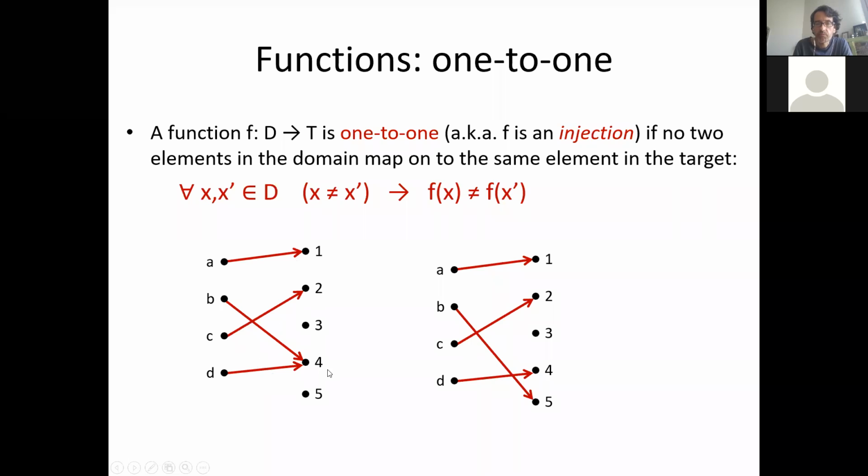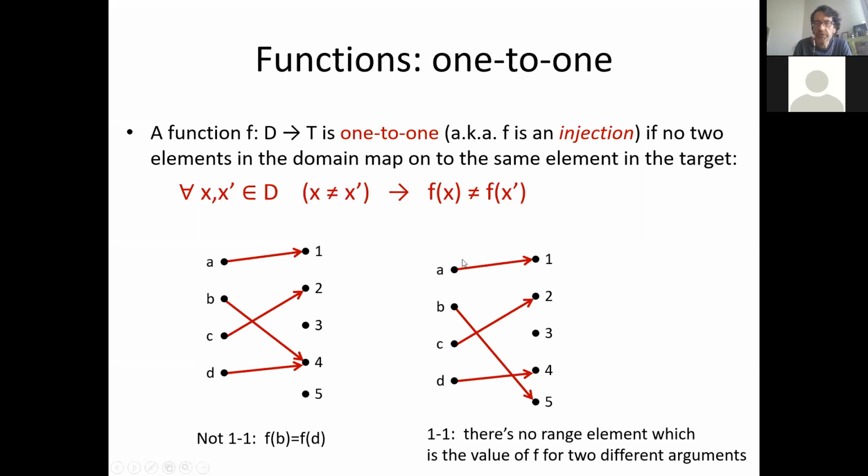This function is not one-to-one because f of b and f of d are the same value 4. So b and d will violate this implication. b is different than d, but f of b is the same as f of d. So hypothesis is met, consequent fails, implication not true. This function is one-to-one, right? Because there are no two values which map to the same value that would violate this. Two arguments that map to the same value are called collisions in a function, right? So you might think of a hash function that hashes database elements into some buckets and has a collision. Two arguments fell in the same bucket.